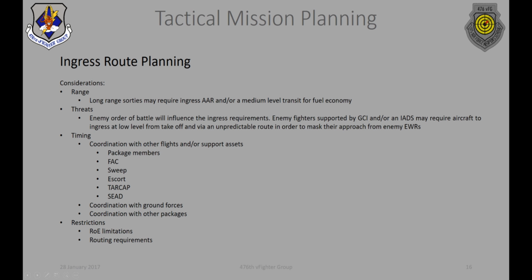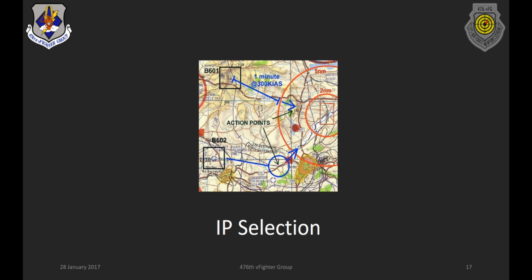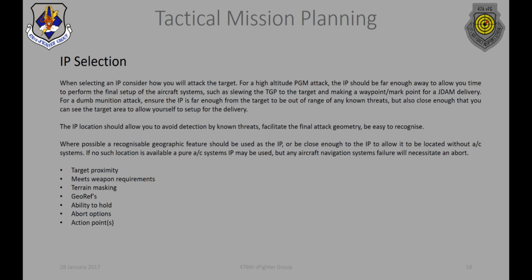Okay, so IP selection then. I think this is one of those things that quite a few people have asked questions about: how you choose an IP, what it should be, this, that, and the other. Obviously, IP, your initial point, is the point from which your attack begins. So you get to your IP, and then the very next point you're headed to is your target. On the route from your IP to your target is where you are using sensors, if applicable, to get on the target and to aim weapons.